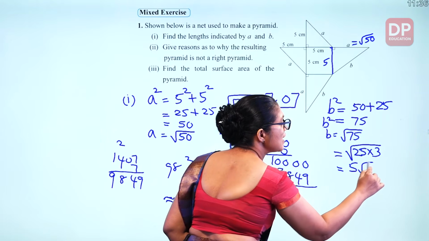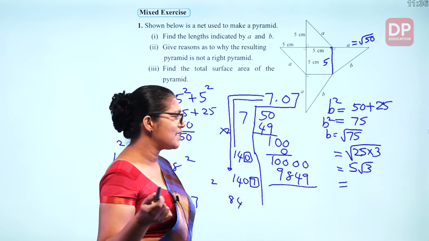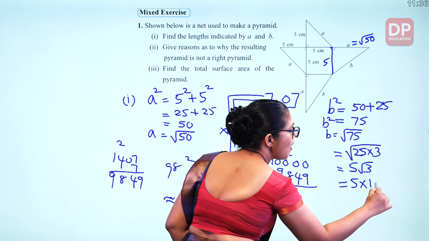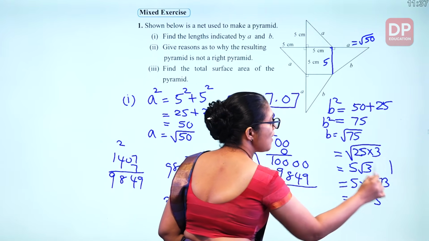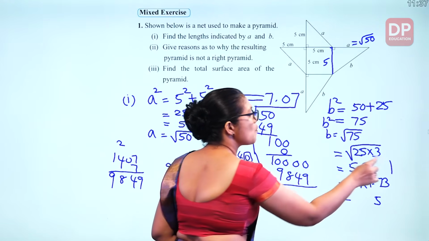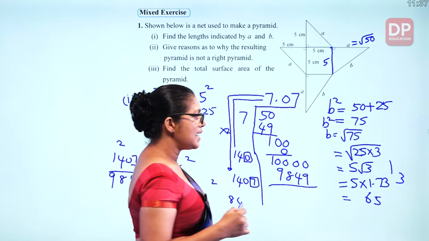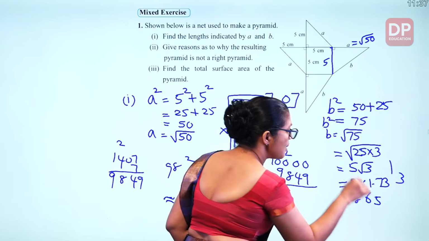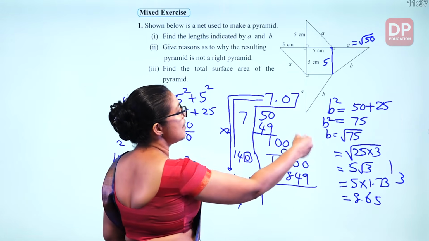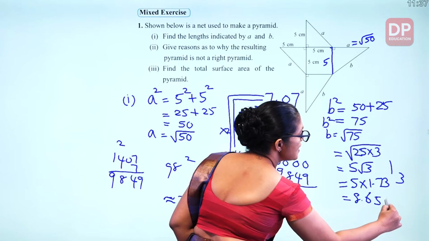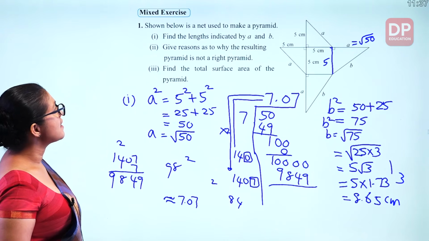5 root 3. So we know basically what's the root 3 value? 1.73. So 5 times 1.73. So what's the answer? 5 times 3, 15. 1 remaining. 5 times 7, 35 plus 1, 36. 3 remaining. 5 times 1, 5. 5 plus 3, 8. So here with 2 decimal places, you get 8.65. So here the B value is 8.65 centimeters and the A value we found is 7.07.